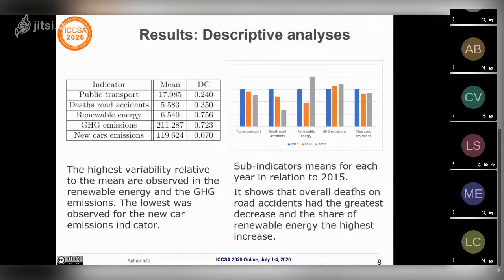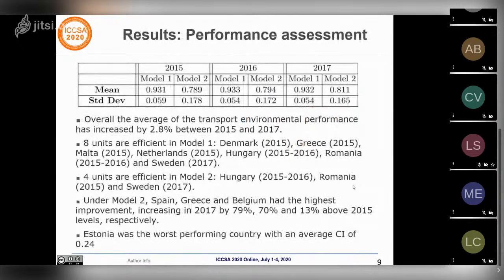The graphic on the right shows the sub-indicator means for each year in relation to 2015 levels. This way we can see that overall, deaths on road accidents had the greatest decrease and the share of renewable energies the highest increase in these years. This table shows the mean and the standard deviation of the coefficients obtained for each year using both models. Overall, using the first model, the average of the transport environmental performance has increased by 2.8% between 2015 and 2017.